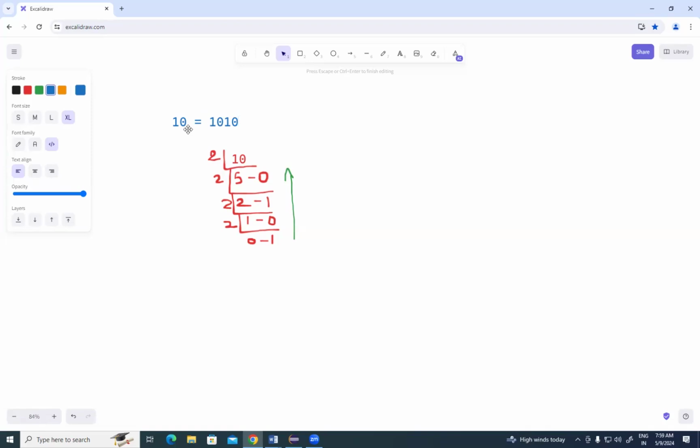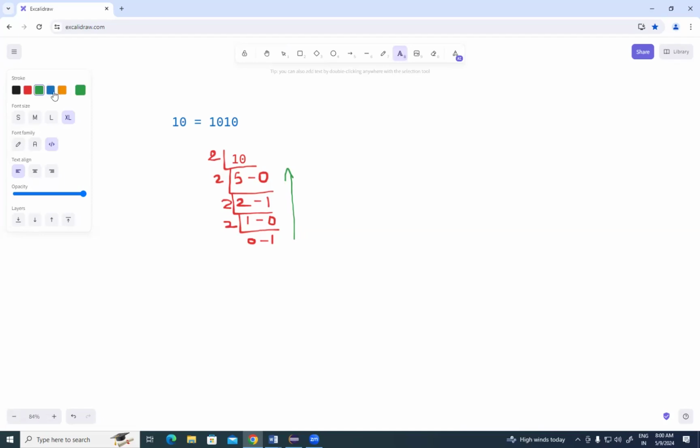What is the binary system? 1 0 1 0. 10 is written as 1 0 1 0. Am I clear, folks? Online people, please tell me, are you okay with this? Yes, sir. Everyone? Look at this, folks. Please understand me.